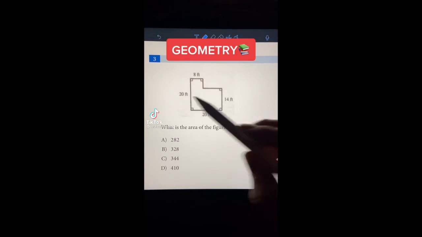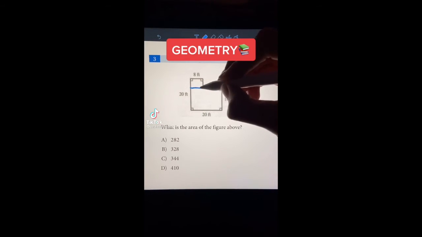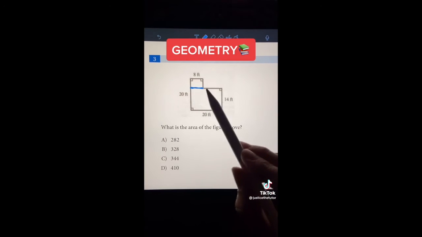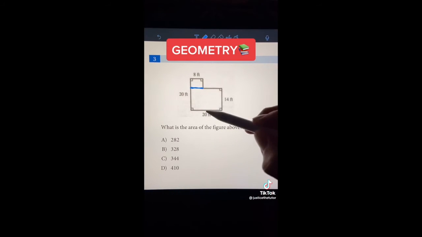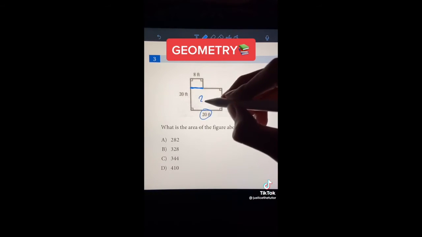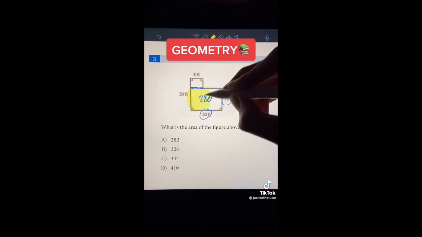Above. So there's a whole bunch of different ways we can divide this. I'm just going to choose this because I feel like it's the easiest. So now I'm just going to find the area of each of the rectangles, and the big rectangle is just 20 times 14, which is 280. So now we have the area of the big rectangle.